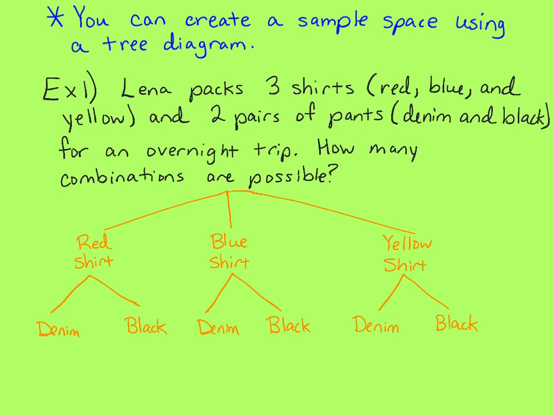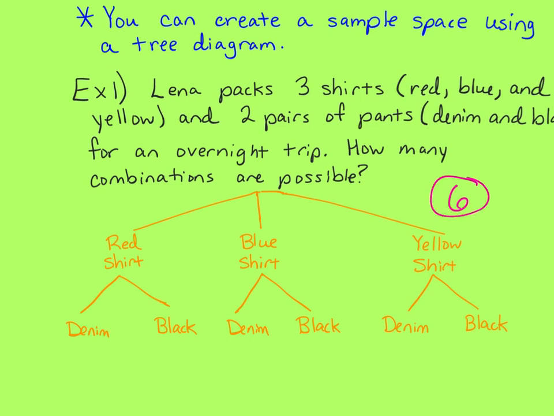So this tree diagram shows us our sample space. She could choose a red shirt and denim pants, a red shirt and black pants, a blue shirt and denim pants, a blue shirt and black pants, a yellow shirt and denim pants, or a yellow shirt and black pants. So we can just count how many combinations there are. The end of our tree diagram, where it's branched out as far as it'll go, has 6 words at the end. Although they repeat, they go with each different color shirt. And so we can count a total of 6 combinations.